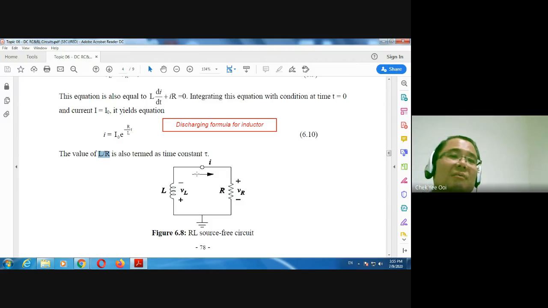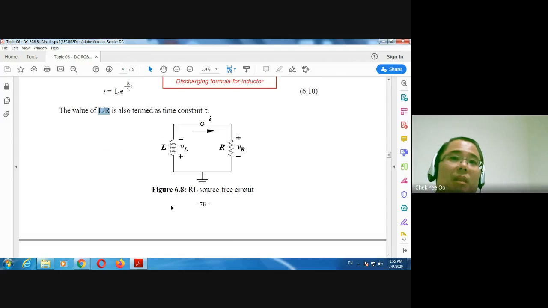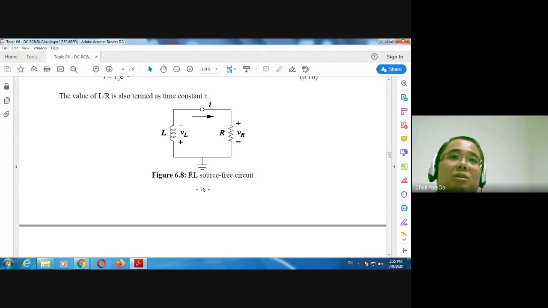For the RC circuit, the time constant is R times C. For the inductor RL circuit, the time constant is L over R. This is the RL source-free circuit.